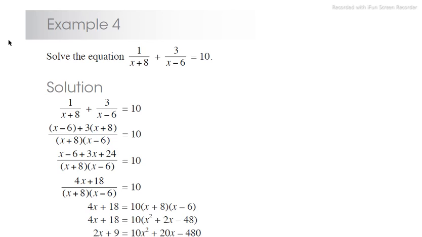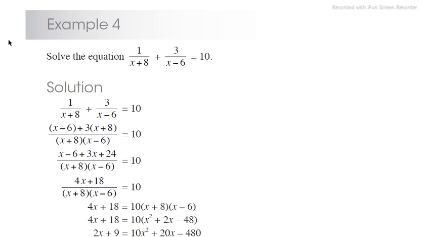find the LCM, which is the product of the denominators, and then you can multiply the denominators and cross multiply to get the numerator. For instance, it will be 1 into x minus 6 plus 3 into x plus 8. That is when you cross multiply over the product, that is x plus 8 into x minus 6. So the easiest way could be you cross multiply and the denominator is the product of the two denominators.